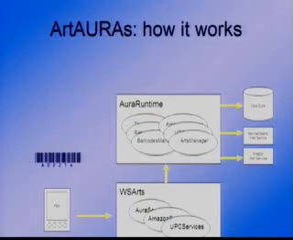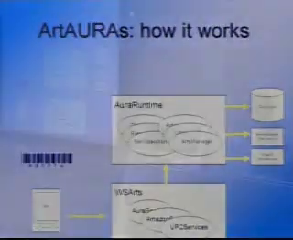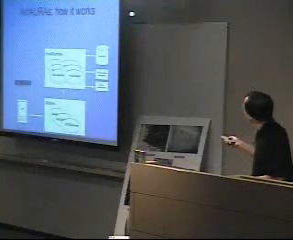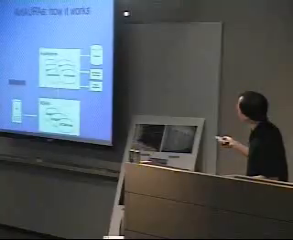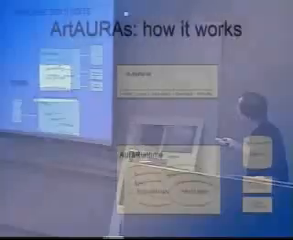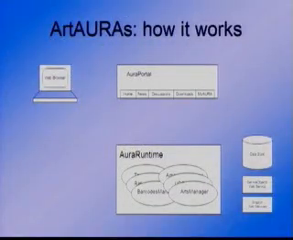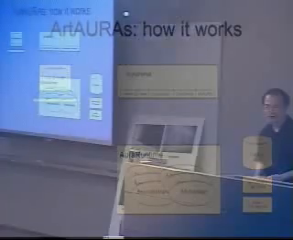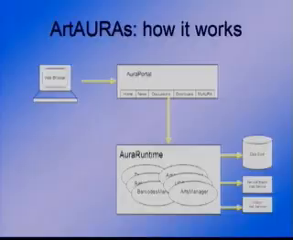Currently we're using 3 data sources. This is our own database, Service Objects, which provides UPC code tracking, and then Amazon. The other part of you interacting with Aura is through the Aura portal.